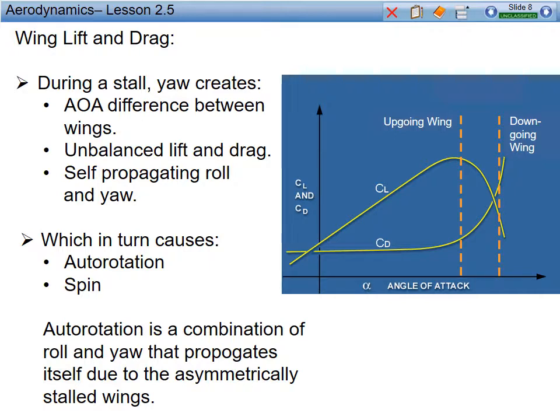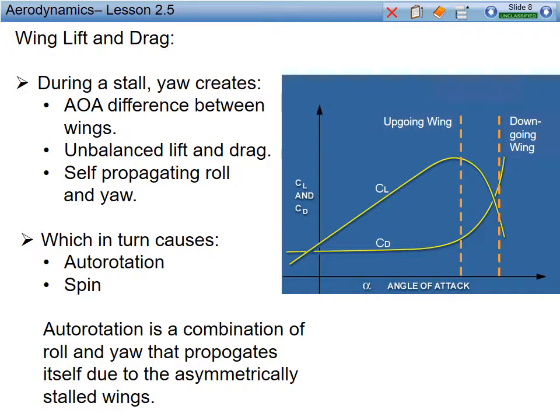I'm here to tell you right now, ladies and gentlemen, that your aircraft, even though it's stalled, is still producing lift. And we can see that on this little graph here on the right, showing both coefficient of lift and coefficient of drag on the same plane. With that upgoing wing, we can see that little orange dotted line going vertically. As it passes through the coefficient of lift, we can see that it's slightly right to where CL max AOA is.